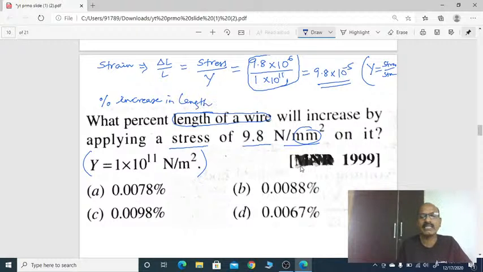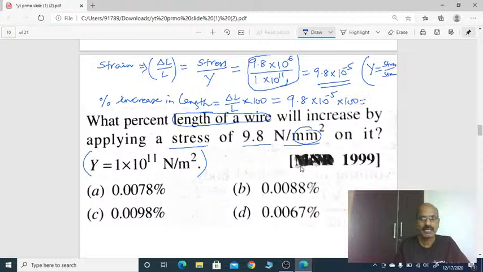Percentage increase in length equals increase in length by original length into 100%. This formula always keep in mind. Percentage increase in length, change in length by original length into 100%, right? So we know that strain, change in length by original length, is stress by Young modulus. We got it. So 9.8 into 10 power minus 5 into 100, right?